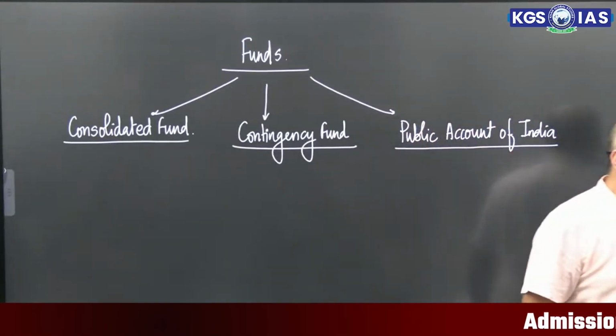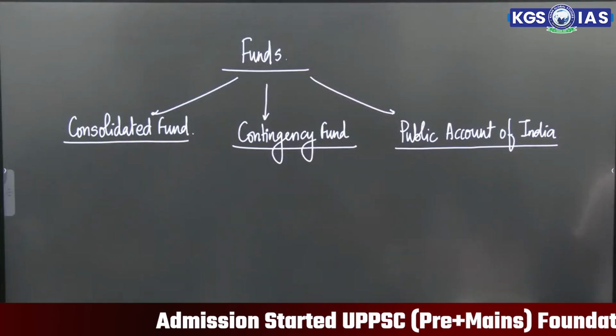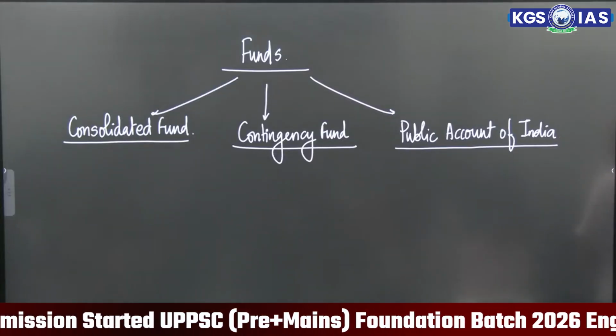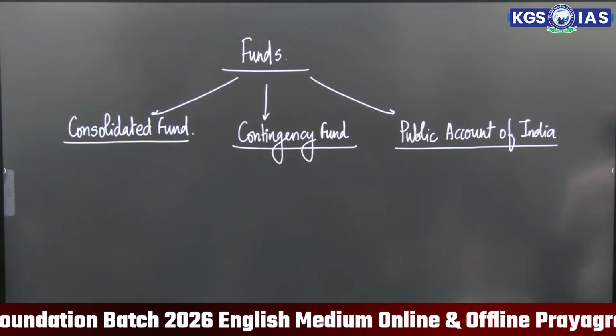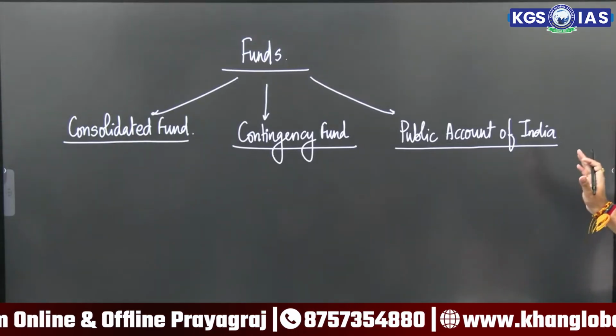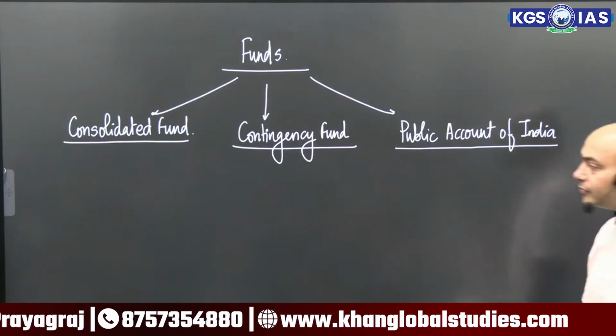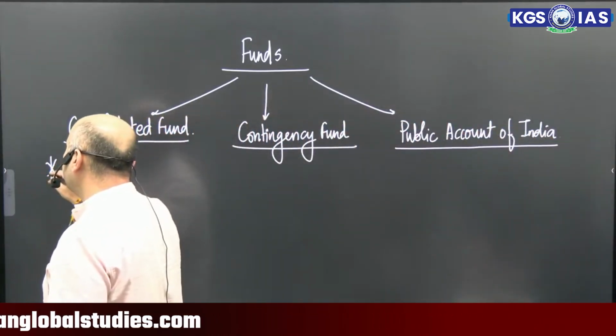These are the three funds that have been created under the Constitution: the Consolidated Fund, the Contingency Fund, as well as the Public Accounts of India. Now, what is this? The Consolidated Fund of India.